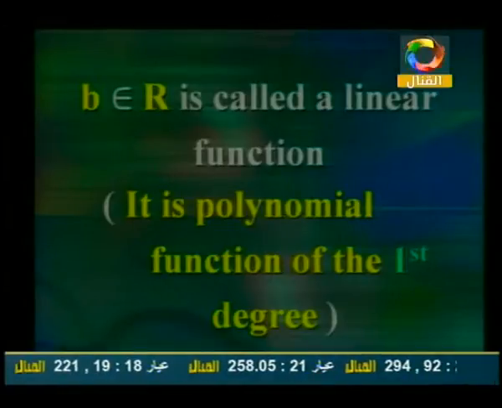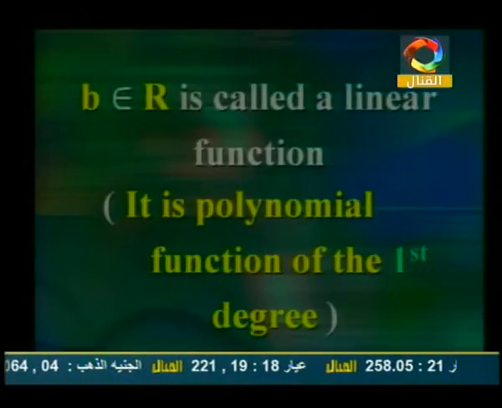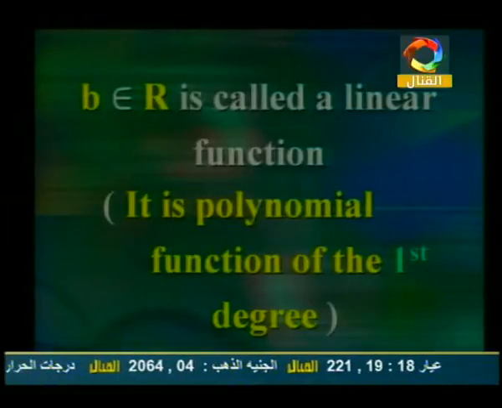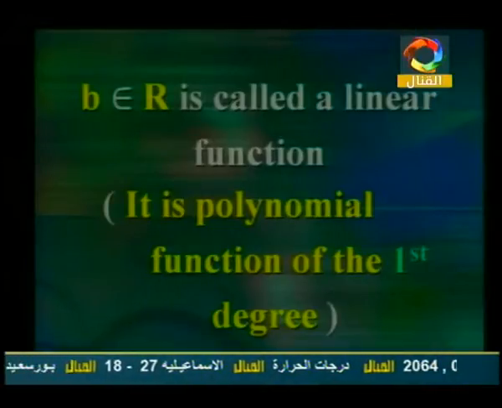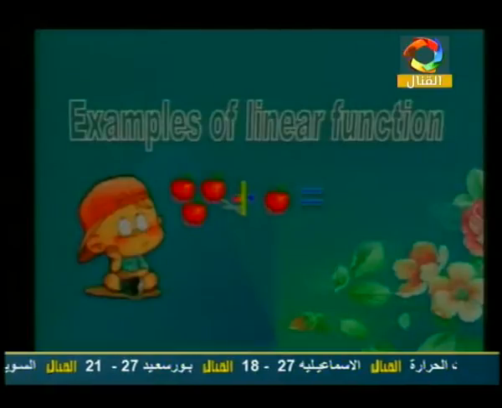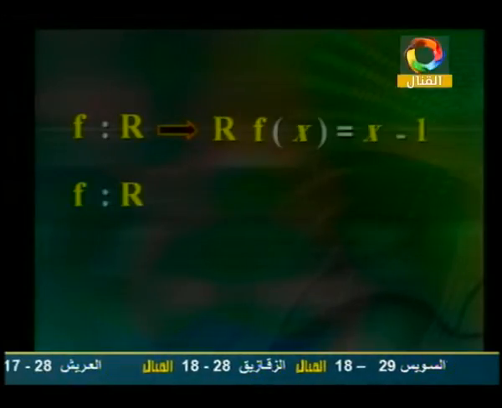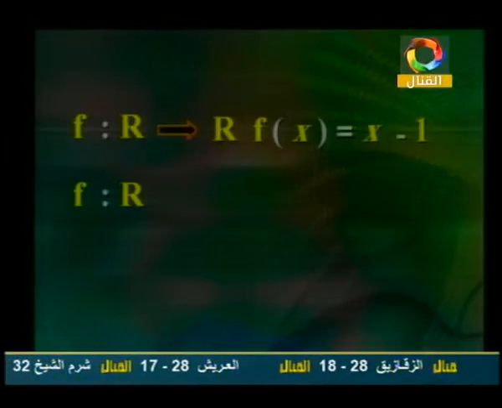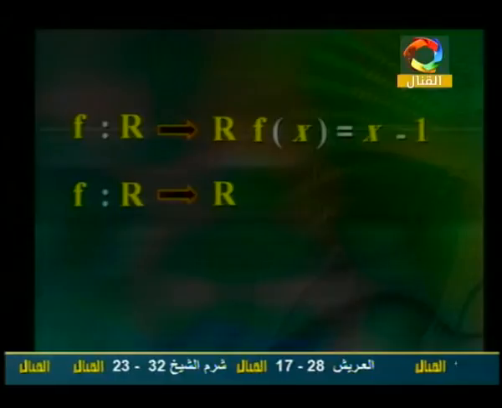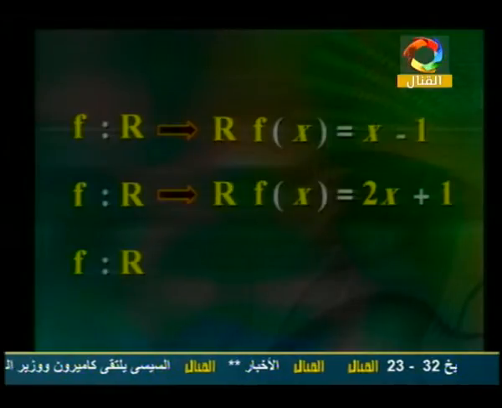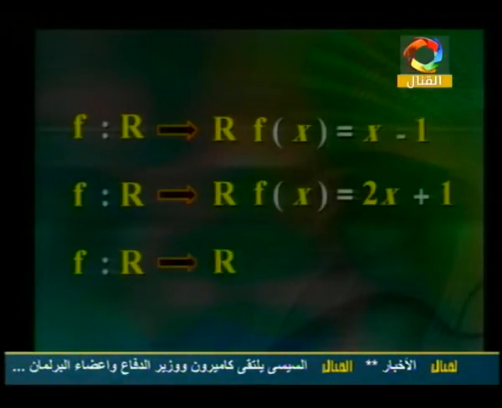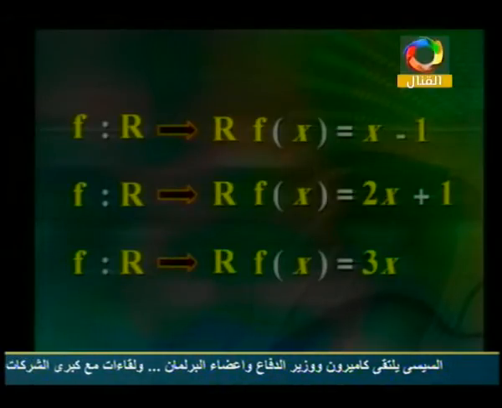Why first degree? Excellent, because the highest power of x equals 1, ax to the power 1 plus b. Then it is a polynomial function of the first degree. Examples of linear function: f from R to R, where f of x equals x minus 1. From R to R, f of x equals 2x plus 1. From R to R, f of x equals 3x.